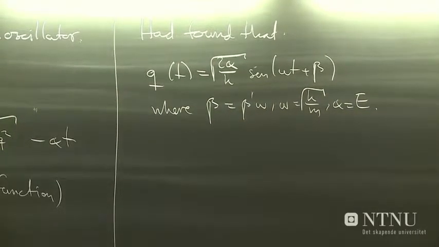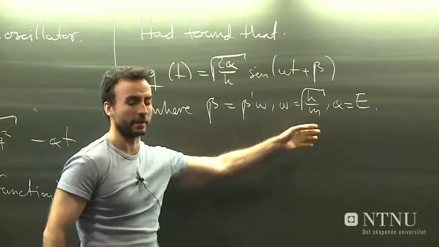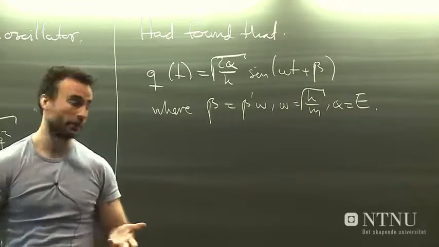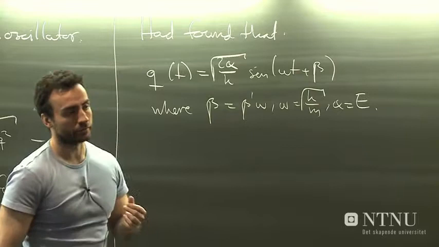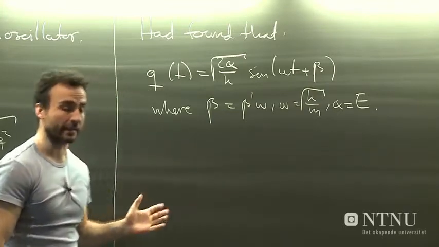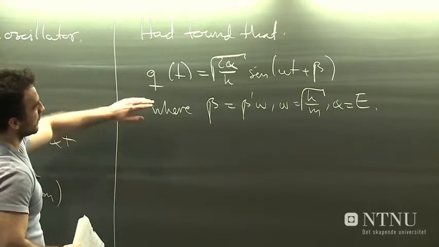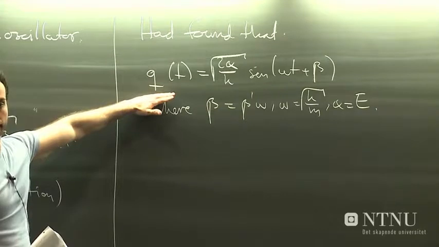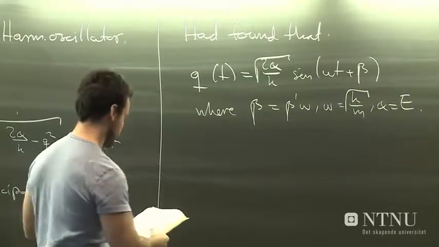With the following quantities. So omega here is just the frequency dictated by the spring constant and the mass of the particle. Alpha we had identified as the energy, due to the fact that the Hamiltonian in this case was time independent, so energy has to be conserved. So we have basically half the solution here. Now we have to identify the time dependence of the momentum.